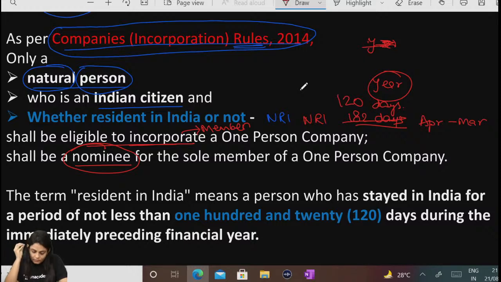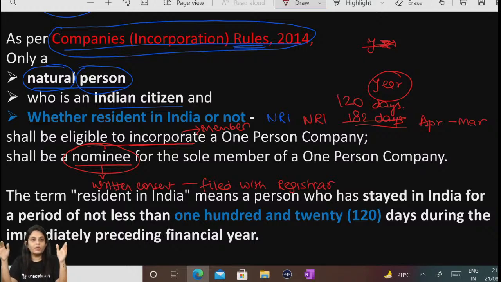No. So, whenever I mention the name of a nominee, I must get his written consent. Correct? And this written consent shall be filed with the registrar. So I have to get the written consent of the nominee, and this written consent will be filed with the registrar. I hope this is clear to everyone.